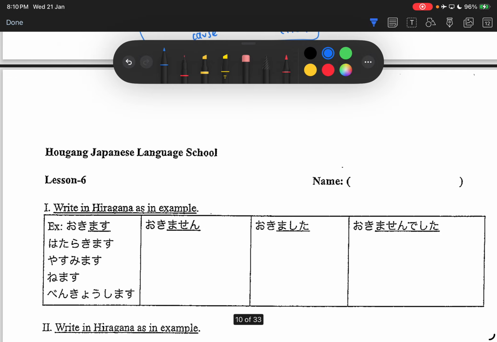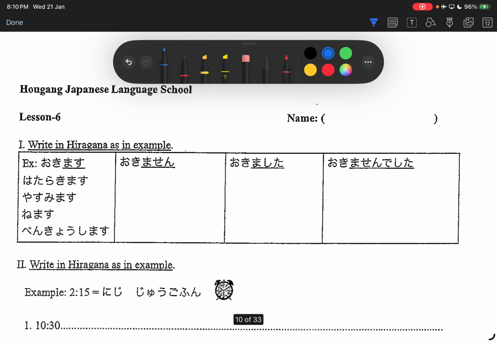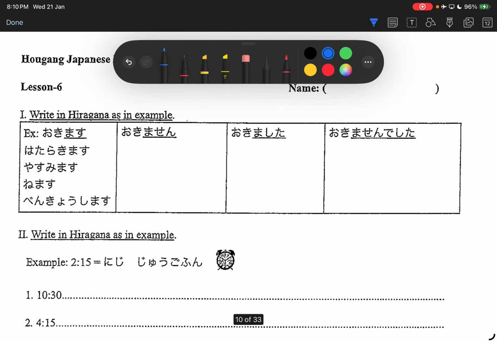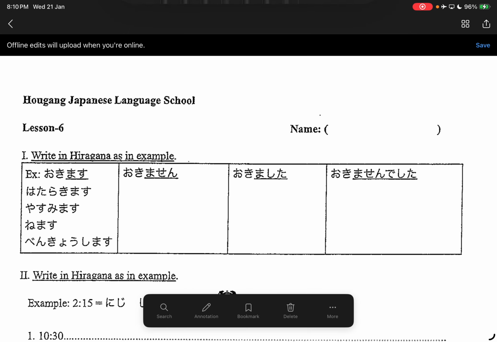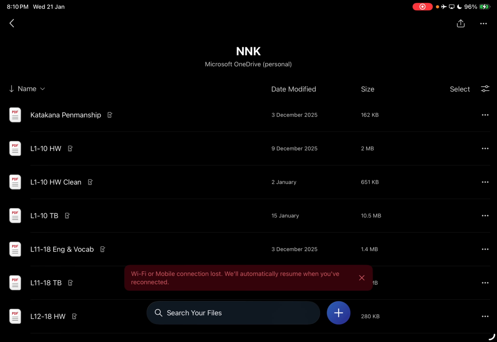Okay. Then we move on to lesson 6 homework. Just kidding. Okay, we take a short break. If you have questions, you can feel free to ask me.